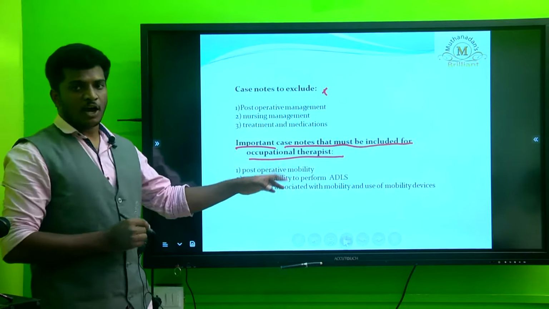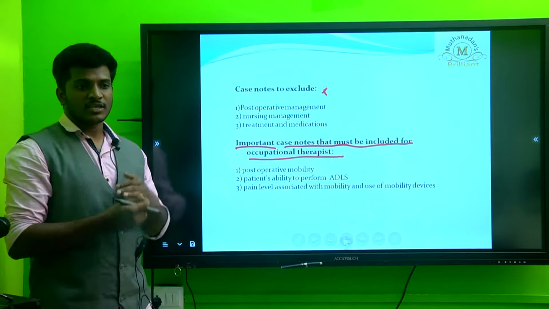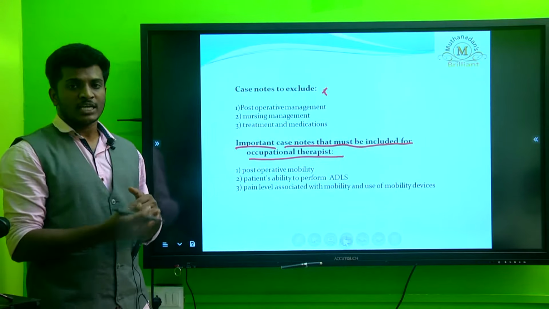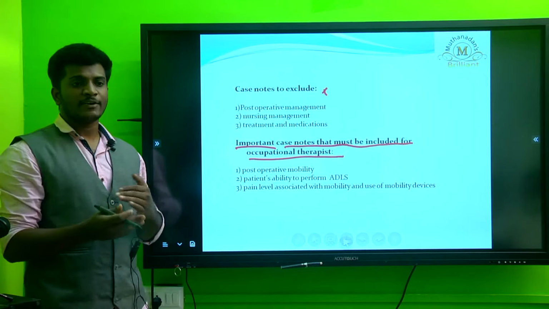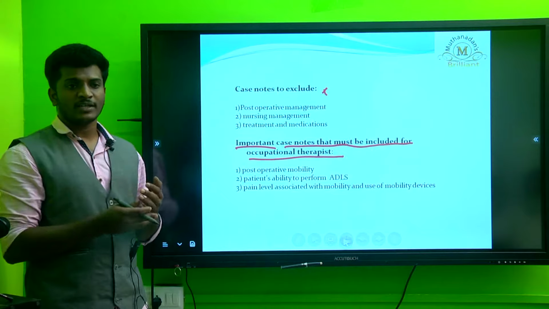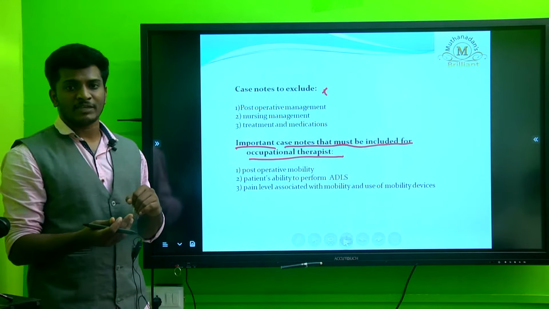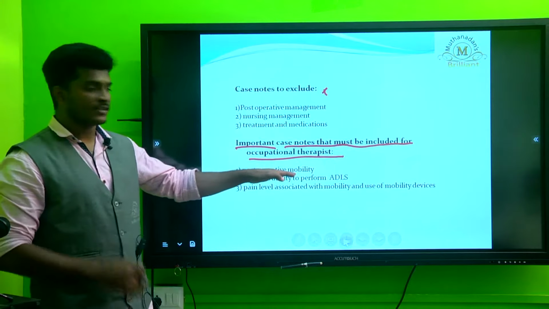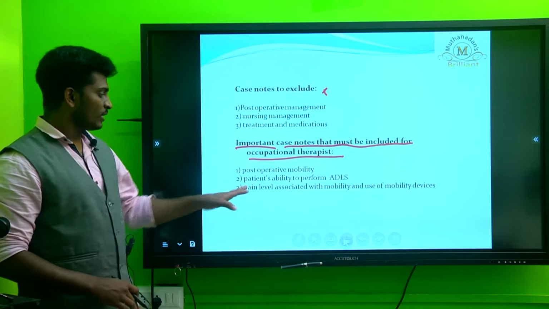Post-operative mobility: how far she can walk, whether she is able to walk or not after the surgery, or whether she is still bedridden. What kind of work can she do? What work can she not do with her limitations? Or are there any specific medical advice not to walk? All this information you will have to add in this post-operative mobility.